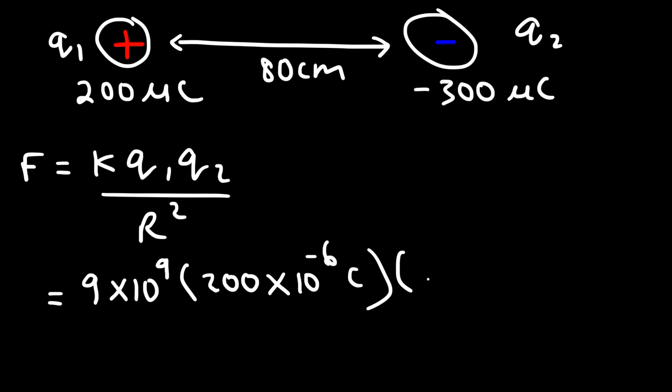Now for Q2, we don't have to worry about the negative sign because if you're looking for the magnitude of the force, it's always going to be a positive number. The only thing we need to worry about is the direction. The direction of the force acting on Q1 is going to be towards the negative charge, and the direction of the force acting on Q2 is going to be towards the positive charge.